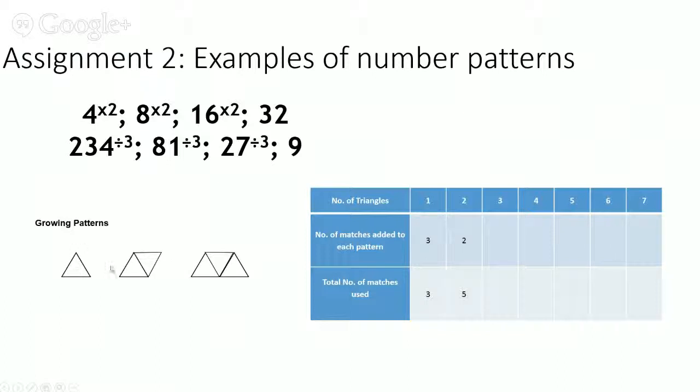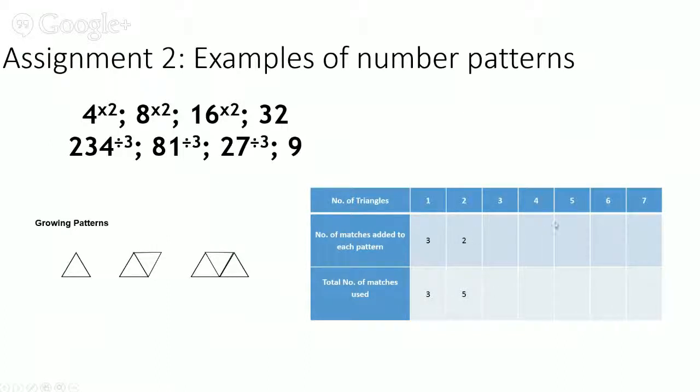This was interesting because here on this table is the number of triangles. So for one triangle you needed 3 matches. To make 2 triangles you just had to add another 2 matches, but then your total of matches was 5. So for 3 triangles, you would add another 2 matches, and then your total would be 7.